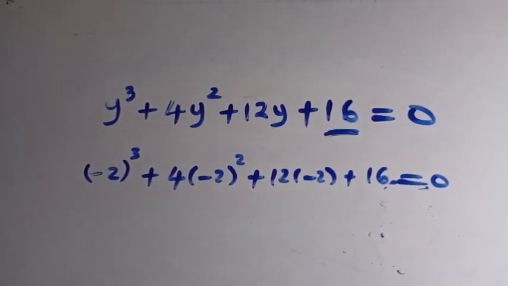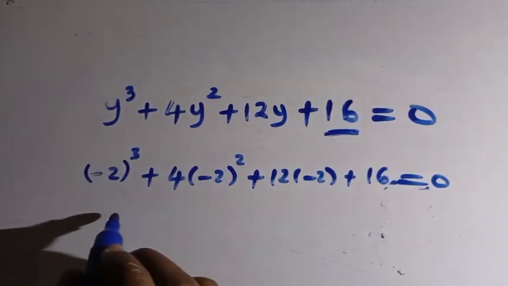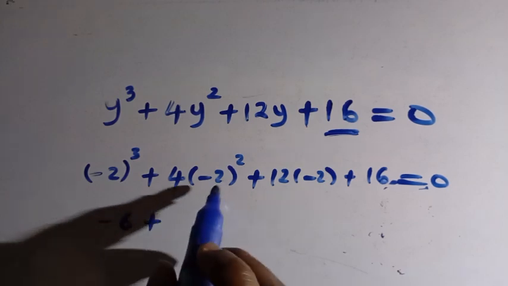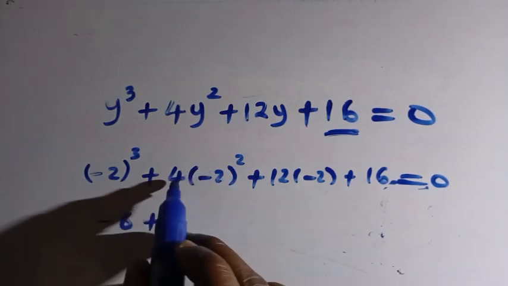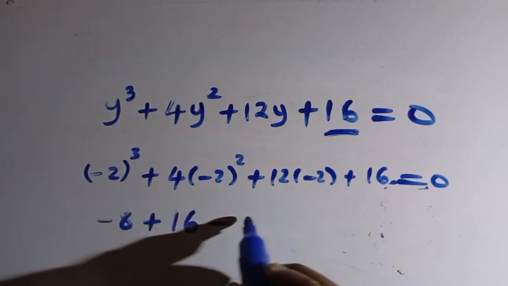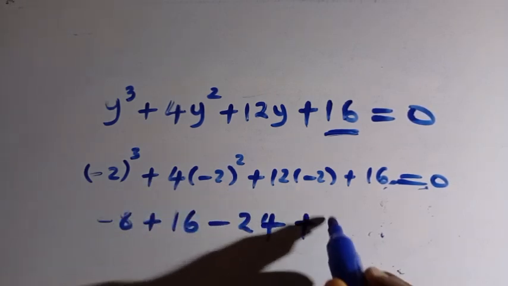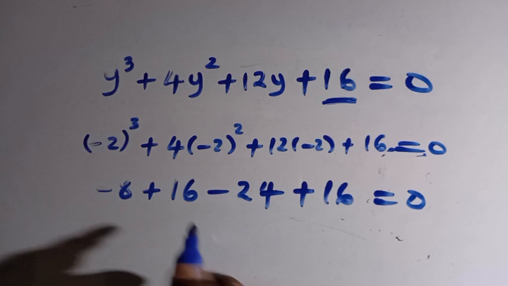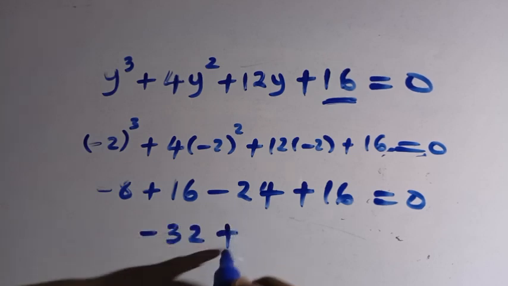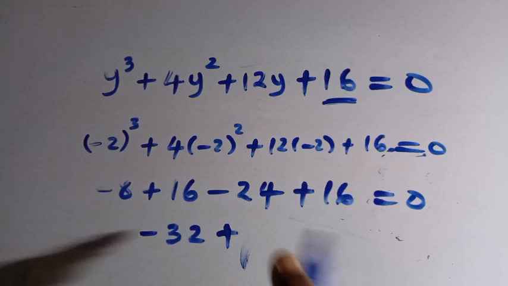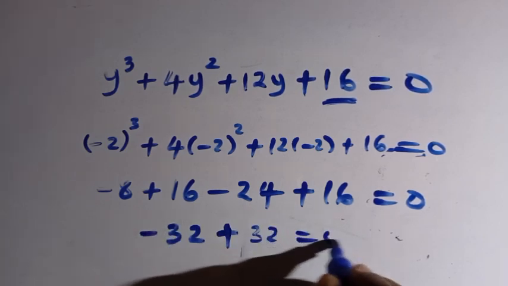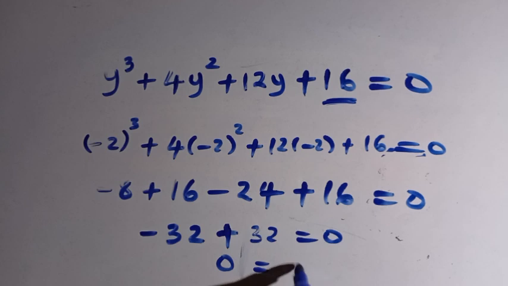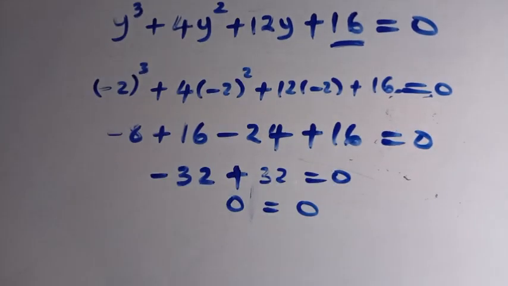So by this, we have minus 2 raised to the power 3. This gives us minus 8, plus minus 2 raised to the power 4, that is 4, and 4 times 4 gives us 16. And here is minus 24 plus 16, which equals 0. So we try to add minus 8 minus 24, that gives us minus 32, plus 16 plus 16, that gives us 32, and everything equals 0. So this shows that y equals minus 2 is one of the solutions to this cubic equation.